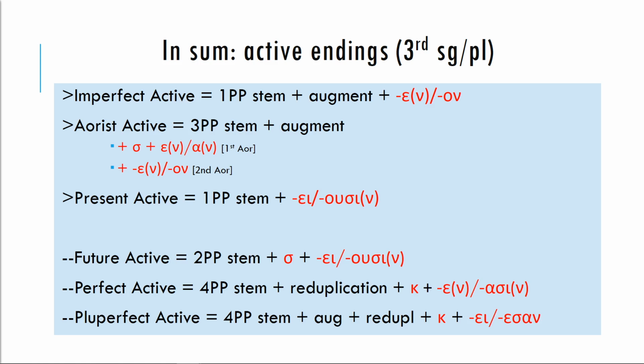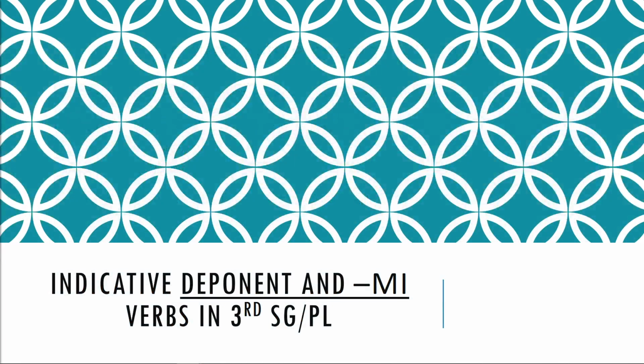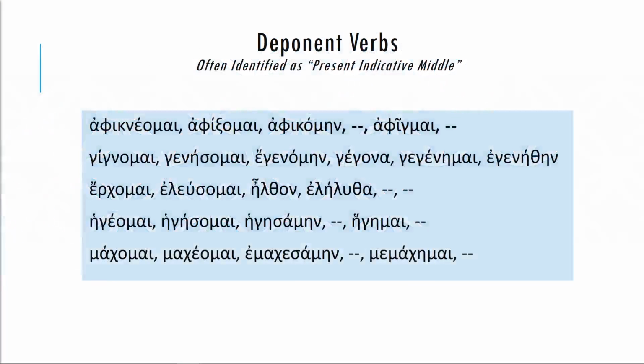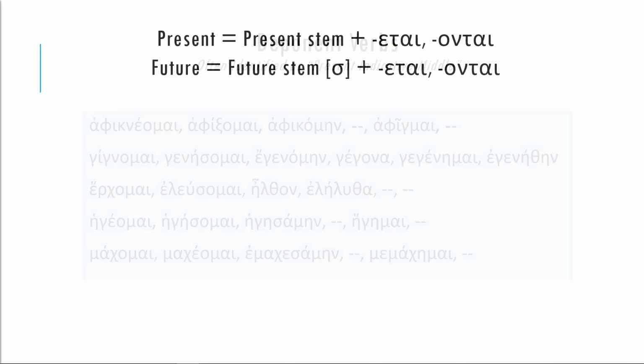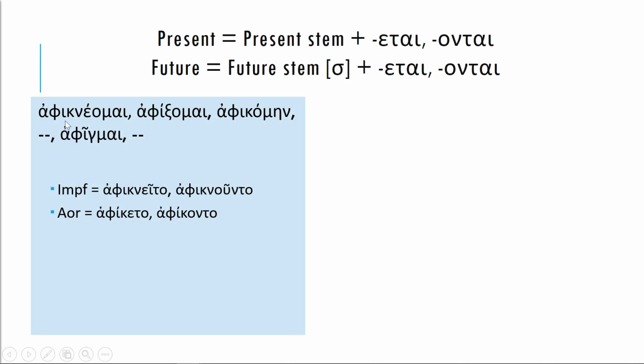Now, what do you do with deponents and mi verbs in these tenses? Of course, they're going to be unusual because they're going to have what is essentially a middle form. And you can see it from the principal parts. When the first principal part ends with mai, you know it's a deponent. And so you're going to see some of the same things. Aphikneomai, aphixomai. So you see that sigma in there.